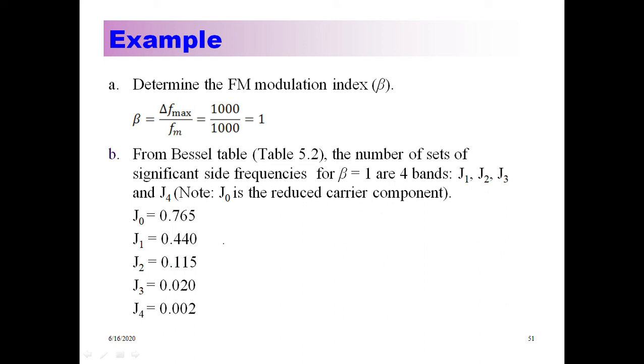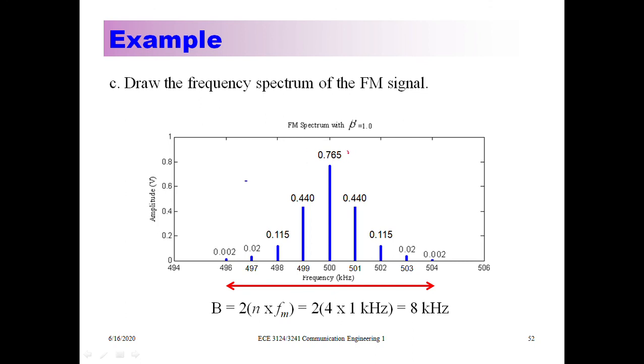The first one is the carrier. This one is the amplitude of the carrier. So this is the sideband at plus and minus FC. Okay, so this one is the carrier. This one is the sideband 1, 2, 3, 4. Okay, so the total bandwidth, if we use this Bessel function, N is the number of sidebands 1, 2, 3, 4 multiplied by FM, the modulating frequency. So the total bandwidth, if we are using this table, is 8 kilohertz.